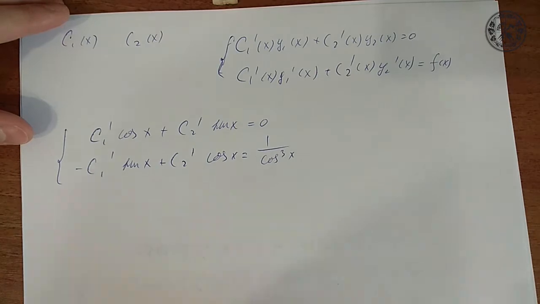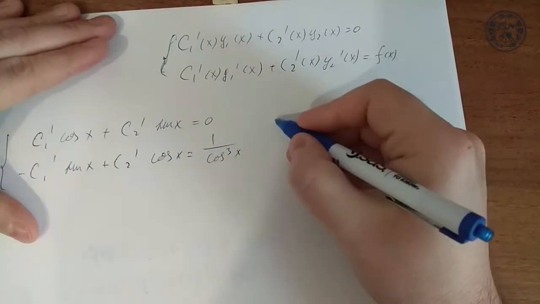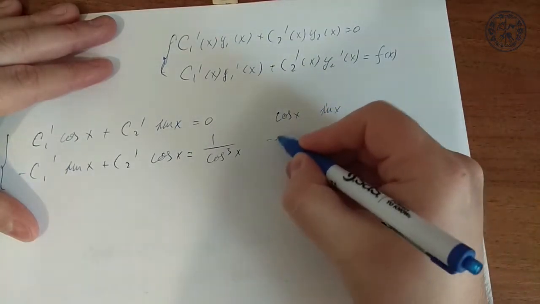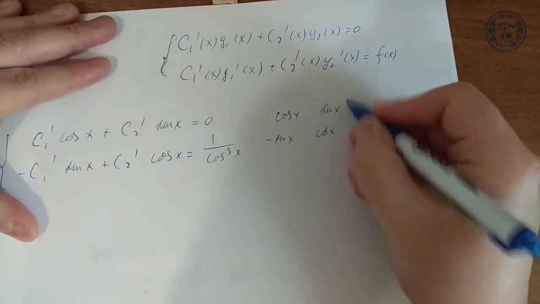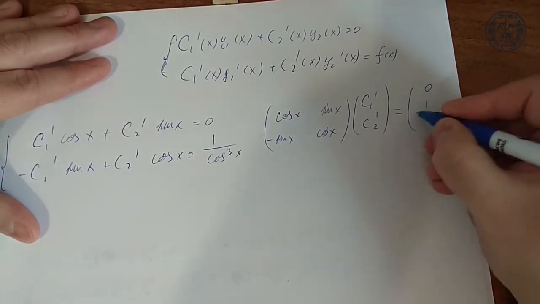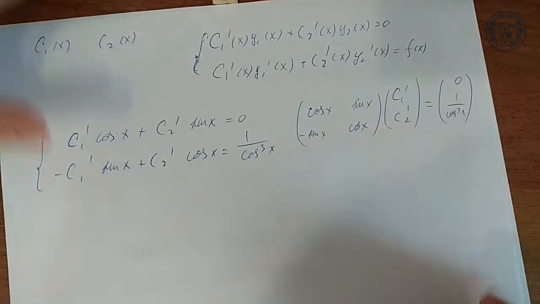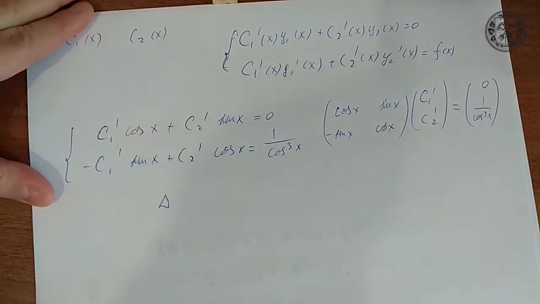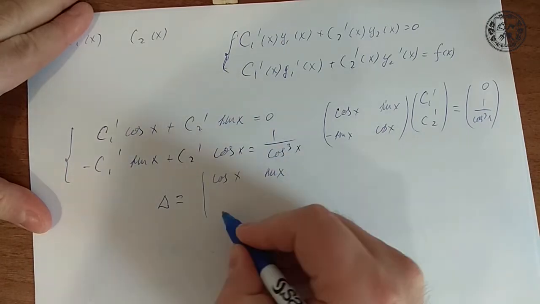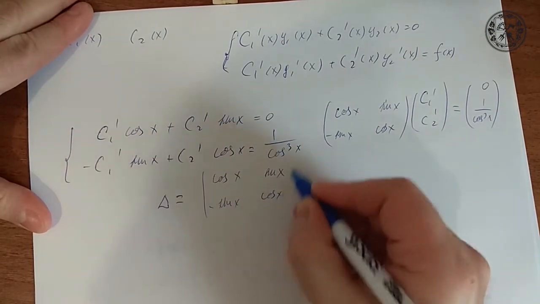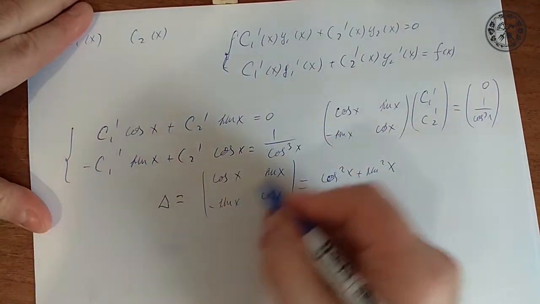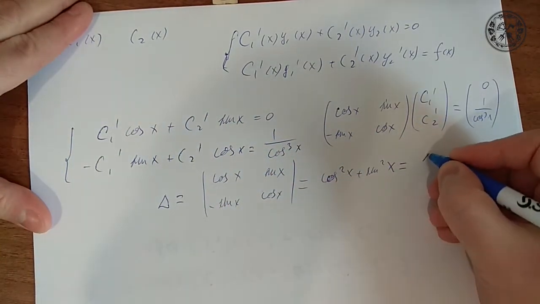We can solve this system using Cramer's method. We will have the matrix cos x, sin x, minus sin x, cos x, multiplied by c1', c2', and the answer will be 0, 1/cos³x. So the determinant of this matrix, delta, will be cos x times cos x minus sin x times minus sin x, which gives us cos²x + sin²x, which is the trigonometric 1.